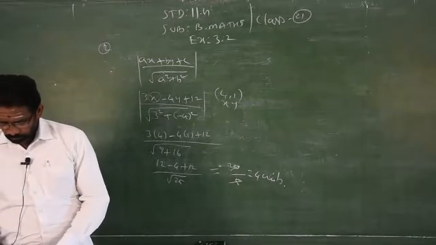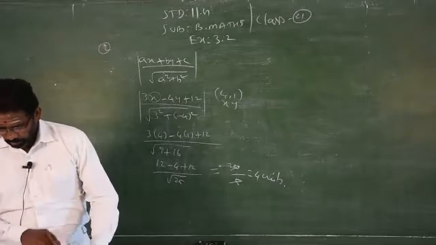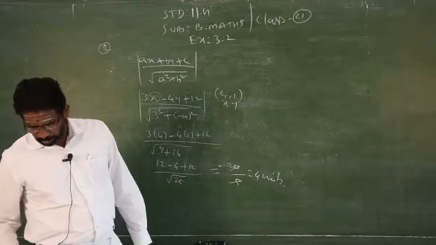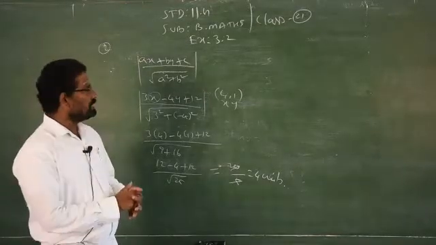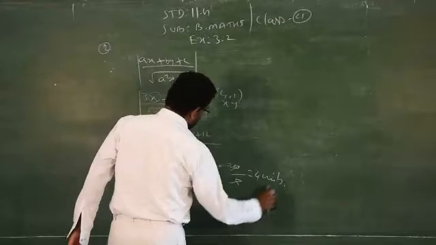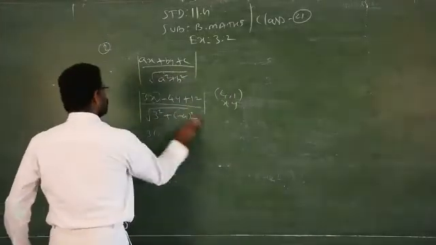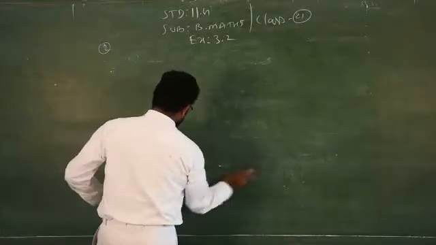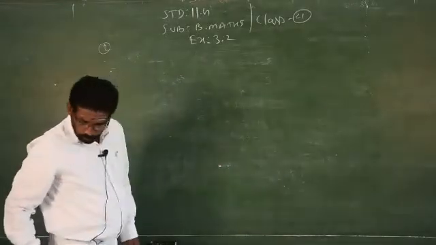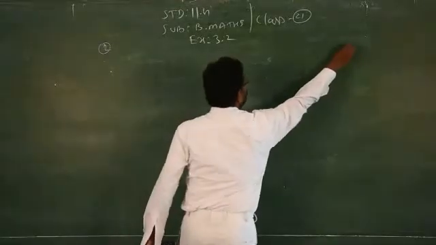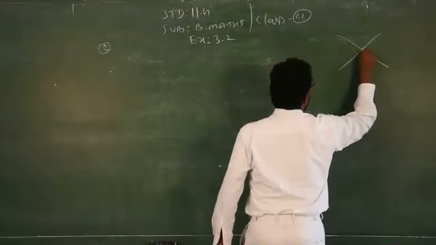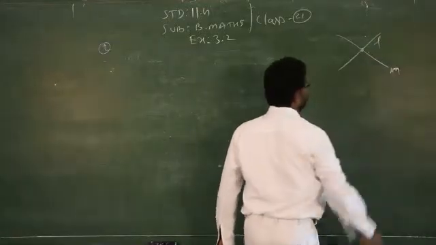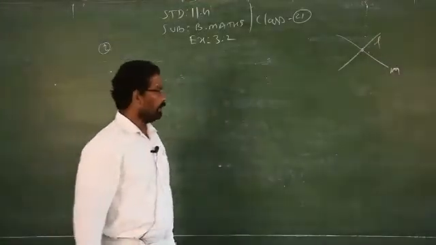Then we will see the next question: show that the lines are concurrent. You know what is meant by concurrent. Before you go to sum number 3, you must know the concept. What is meant by concurrent? If two lines are passing through a point, these lines are called intersecting lines. Clear?